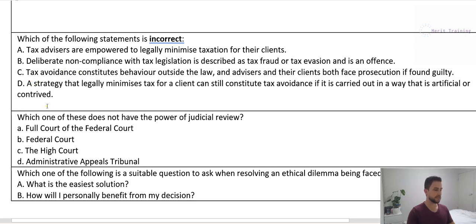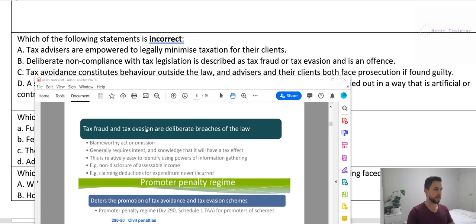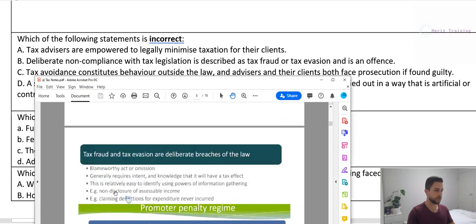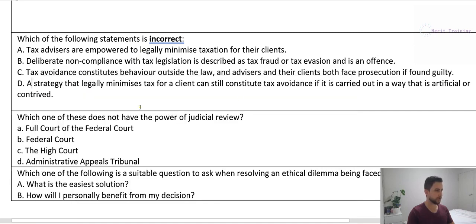So D is a strategy that legally minimises tax for a client can still constitute tax avoidance if it is carried out in a way that is artificial or contrived. So yes, that's correct. So even if you legally minimize it, but you do it and it doesn't exist, like it's contrived, like it's made up, then that will be tax fraud. For example, claiming deductions for expenditure that was never incurred. So that would be contrived or artificial. So D is correct. So clearly the answer is C because that's the only incorrect answer.